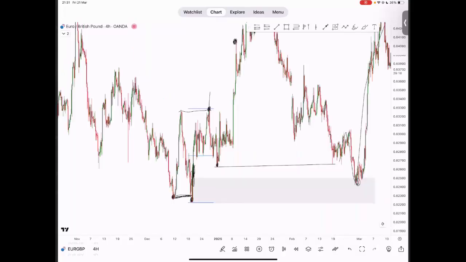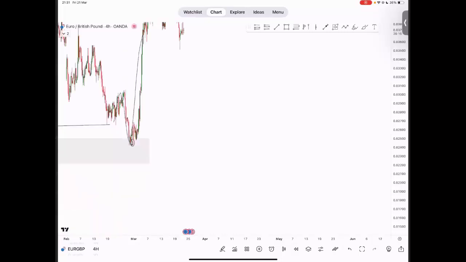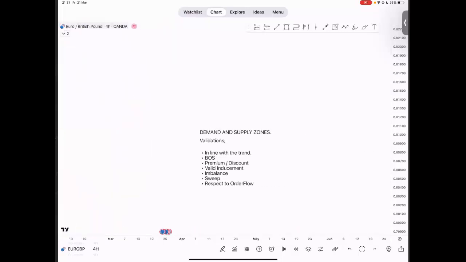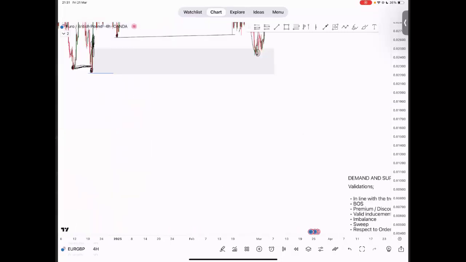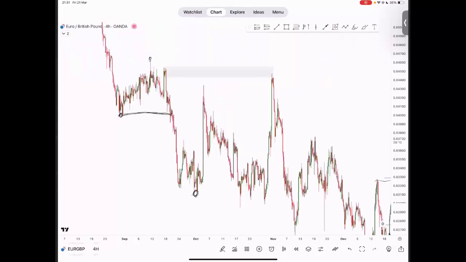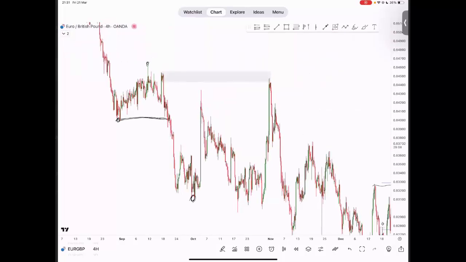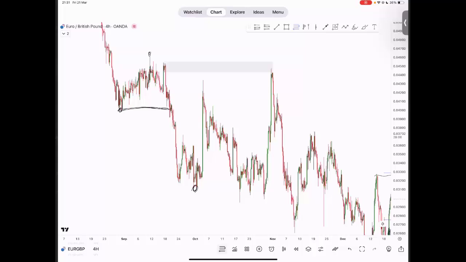And then you go to the next validation there. What is it? It says premium or discount. So, you're going to draw out using your Fibonacci tool or your band box setting from the high towards the low, just like this.